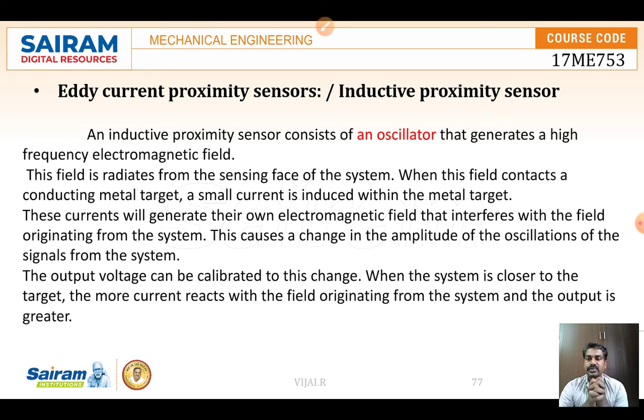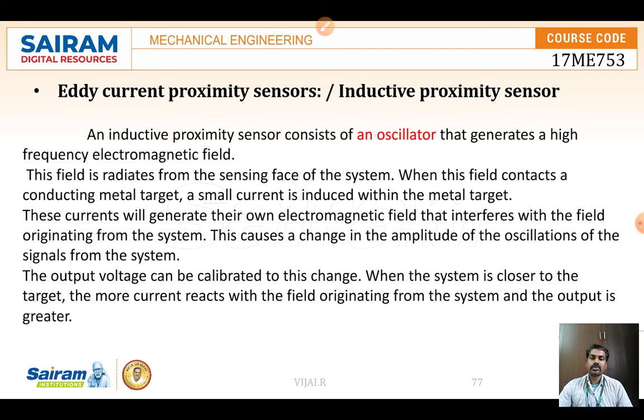You can see in this figure that an inductive proximity sensor consists of an oscillator which generates a high-frequency magnetic field. The field radiates from the sensing face of the system, and when the field contacts a conducting material target, for example when we place the sensor at the front or back of a vehicle and it comes near a metal target, it makes changes in the current. A small current is induced in the target, which the originating sensor system can sense.